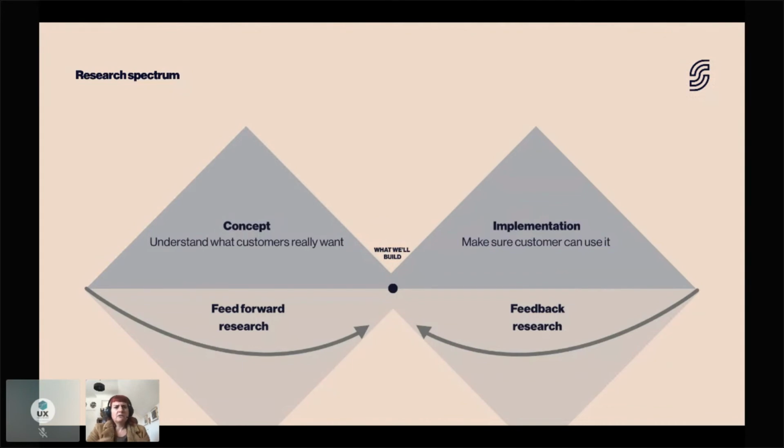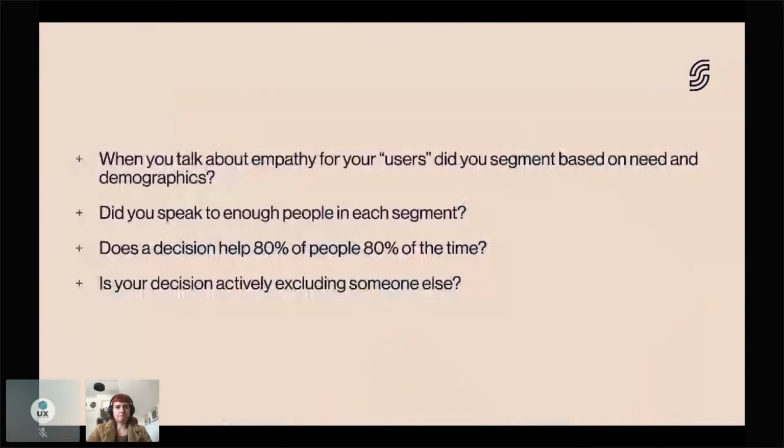Sorry, the second part is the research spectrum. So a lot of time people look at usability testing, which is the implementation or feedback research. So it checks whether someone can use it. That doesn't actually help us get empathy. That helps us understand whether someone can complete a task. So if you want to talk about empathy, also make sure that you do your feed forward research. So do you understand the why, what, and how? Do you understand the people using the system?